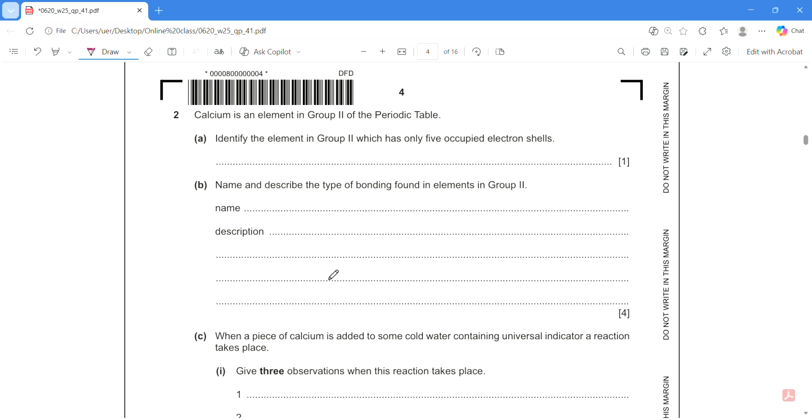Next, question 2, identify the element in group 2 with only 5 occupied shells. So this one is strontium. Okay, 3 marks question. Just look from the periodic table.